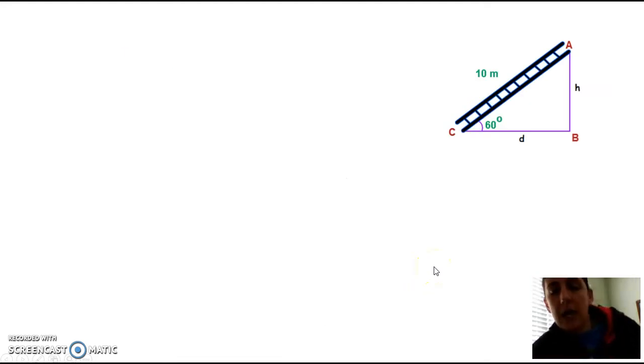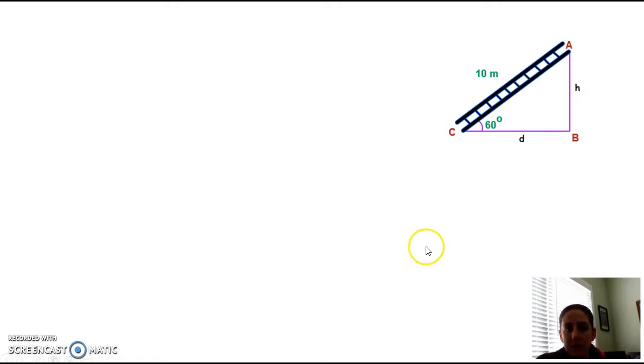Looking at this triangle again, we can't use the Pythagorean theorem because we don't have the length of either of the legs. So we want to determine h, the height of the ladder against the wall, and the distance d from the base of the ladder to the base of the building. What information do we have here? Well, we know that this angle is 60 degrees, and we know that the hypotenuse is 10 meters. So what kind of a relationship can we develop here?